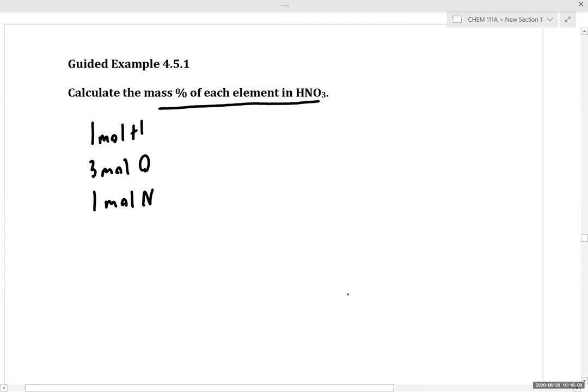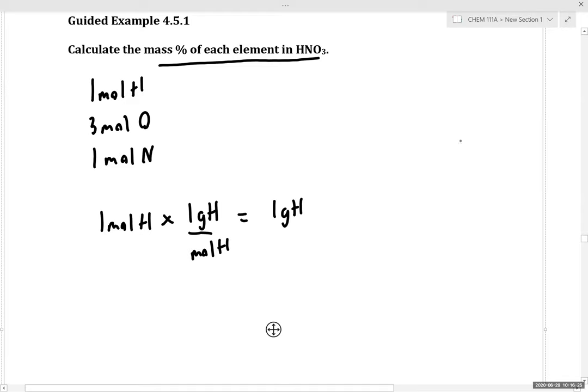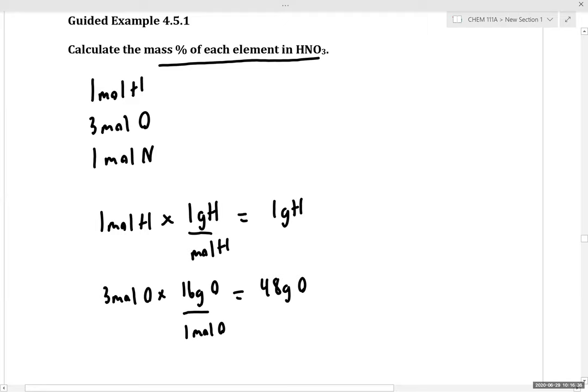Well, let's do some mass to mole conversions here. For 1 mole of hydrogen, we have 1 gram of hydrogen per mole, so we have 1 gram of hydrogen in our sample. For our 3 moles of oxygen, we know that we have 16 grams of oxygen in 1 mole of oxygen. So that gives us 48 grams of oxygen.